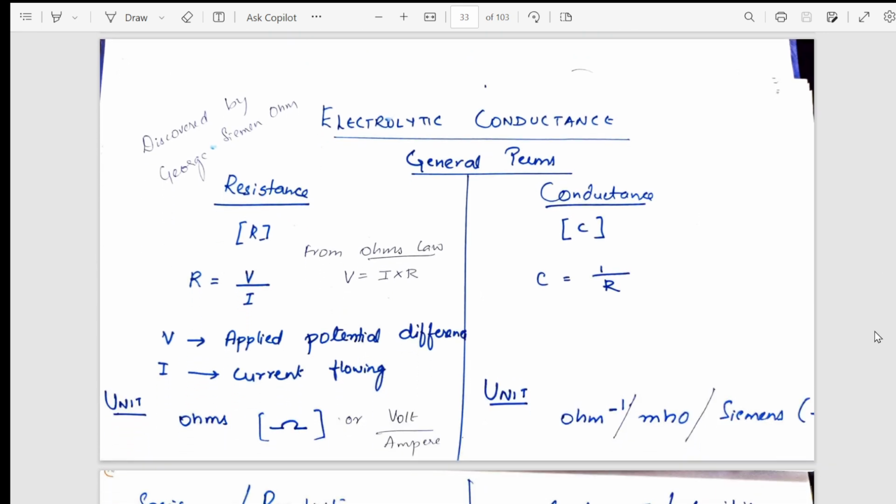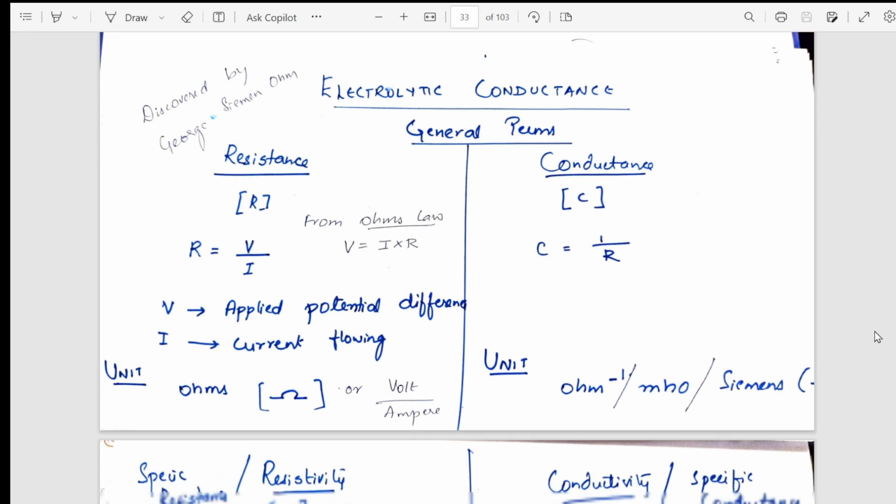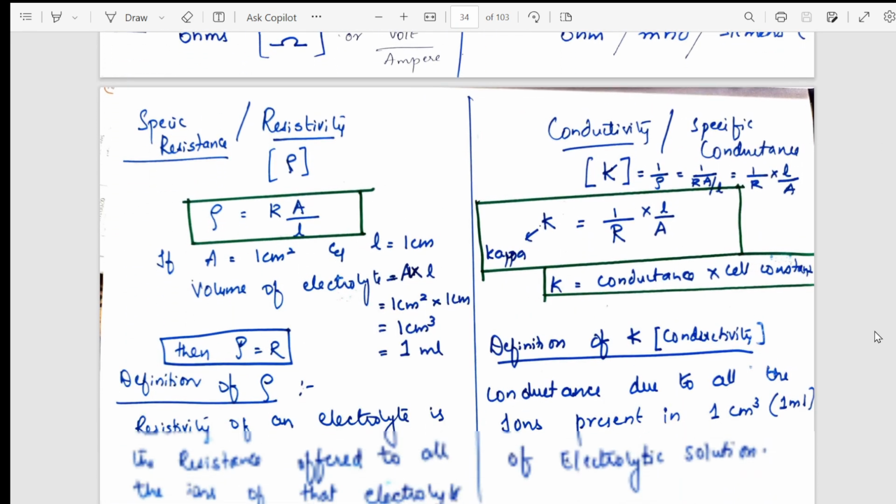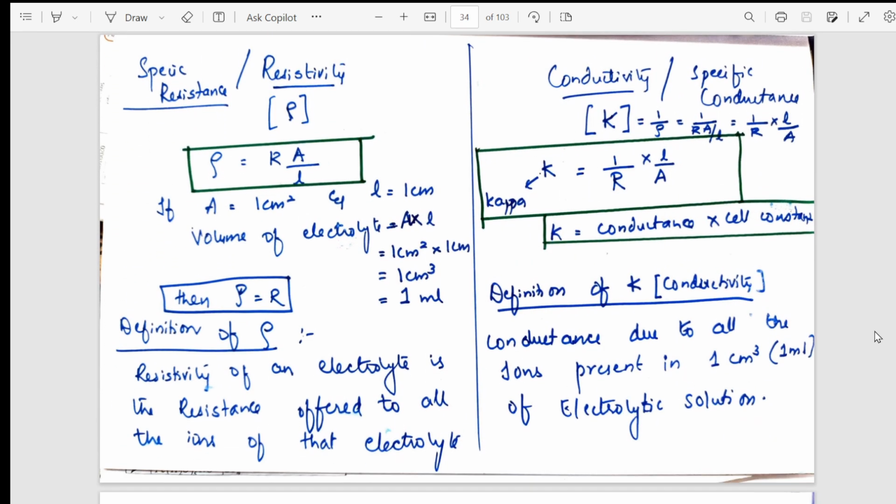Normally, whenever I teach the students in the form of a difference, resistance on this side, conductance on this side. The formula is given, the unit is given, everything is mentioned here. Resistance and conductance is done. Similarly, after resistance and conductance, I have taught what is meant by specific resistance and resistivity, conductivity and specific conductance, gradually with the definition and the units. Okay.